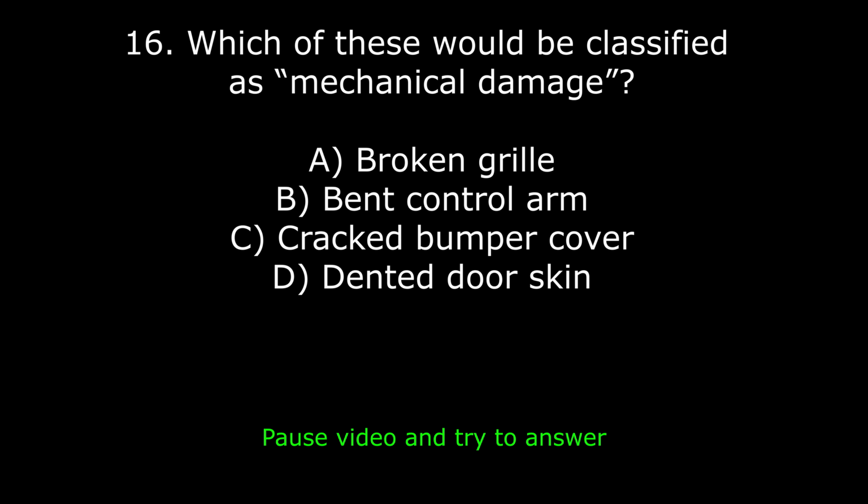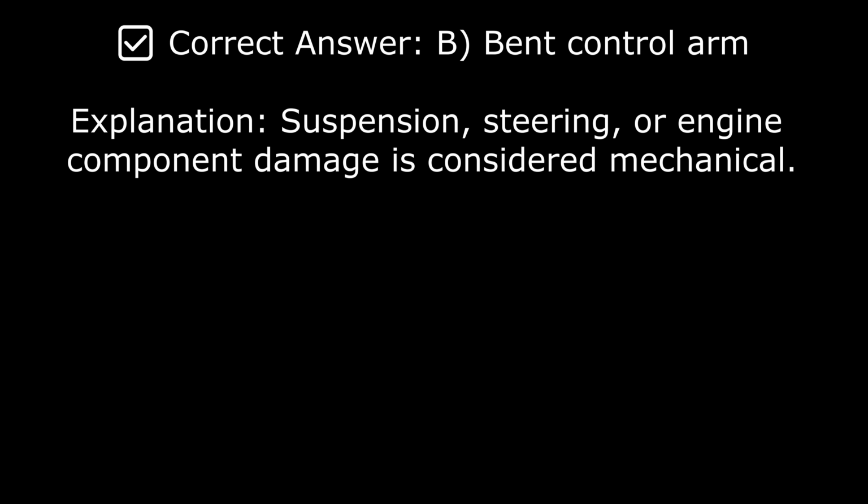16. Which of these would be classified as mechanical damage? A, broken grille, B, bent control arm, C, cracked bumper cover, D, dented door skin. Correct answer, B, bent control arm. Explanation: suspension, steering, or engine component damage is considered mechanical.